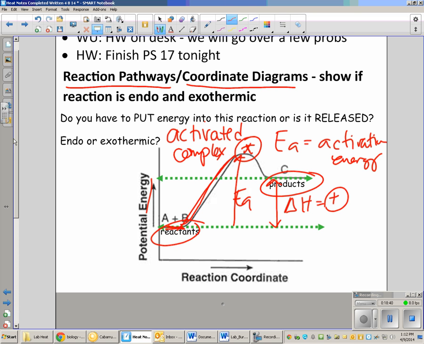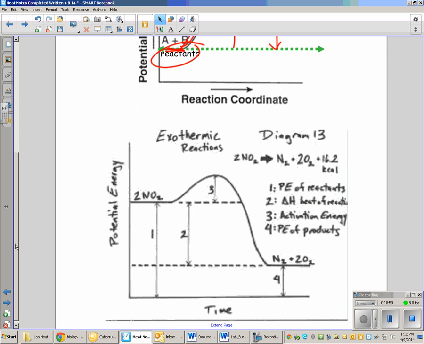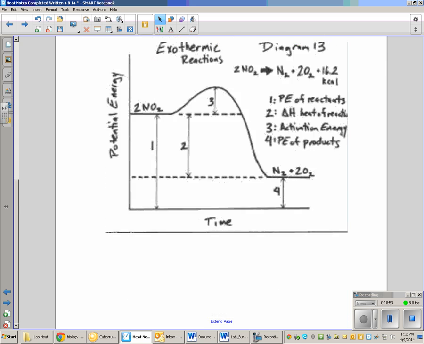But other than that, endothermic looks like a curve up a hill and then it stops kind of at the top. The other one is exothermic, and it looks like this. So I've got some labels here for you. Notice that the reactants are starting up high and the products are ending down low. Well, what happened to the energy between them?